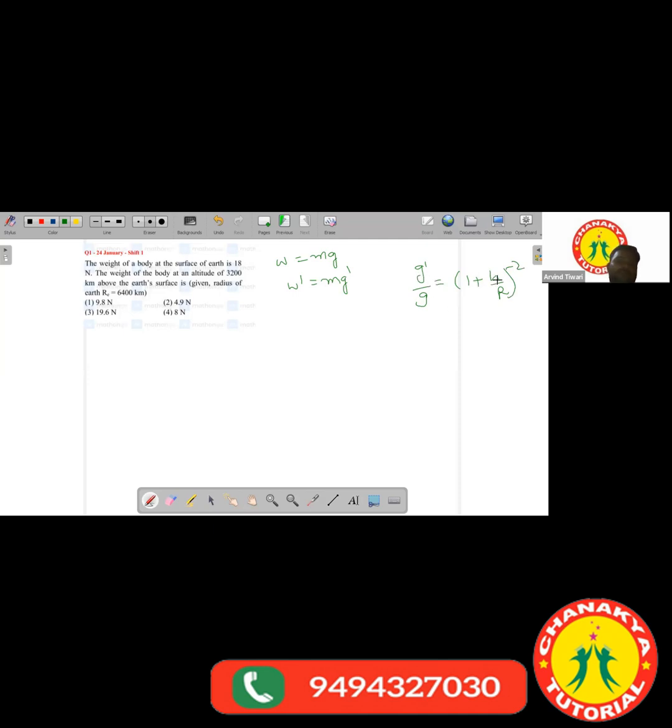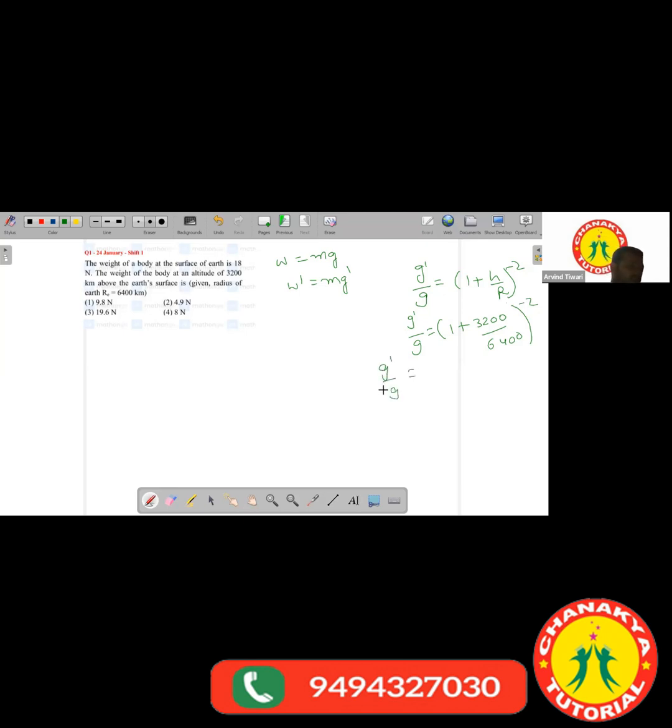We have been given the value of h, we have been given the value of r. So can you tell the answer? Which one will be the correct one? Simplify. So g dash by g equals 1 plus 3200 over 6400. They are in kilometers, and since you are taking the ratio, there is no need of putting the units. So minus 2, you get g dash over g.